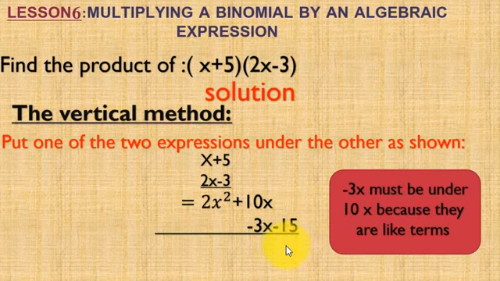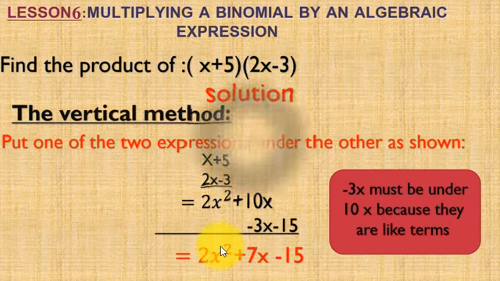So here we have negative 3x and 10x, which are like terms. So we can simplify them. The result will be 2x power 2 plus 7x minus 15.